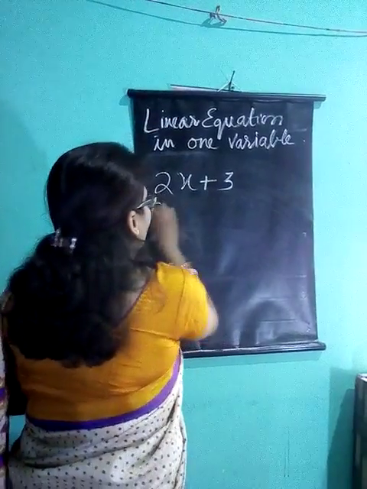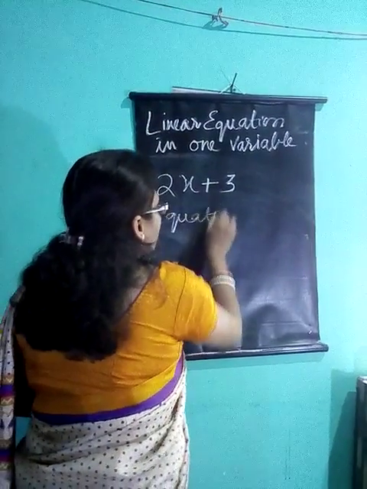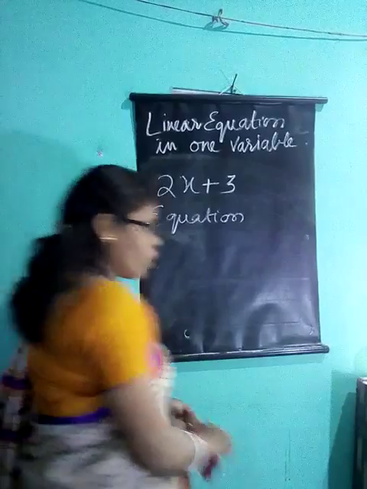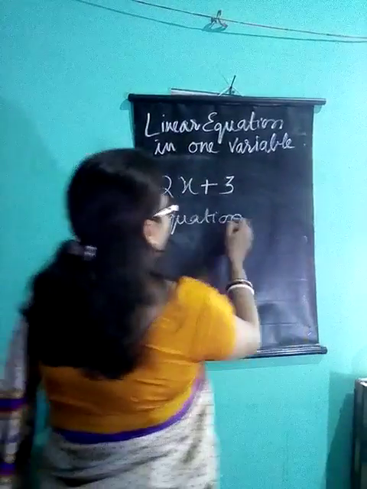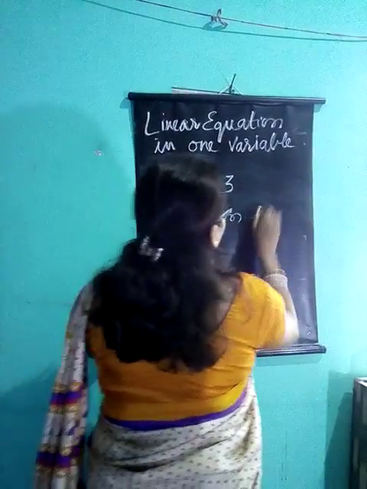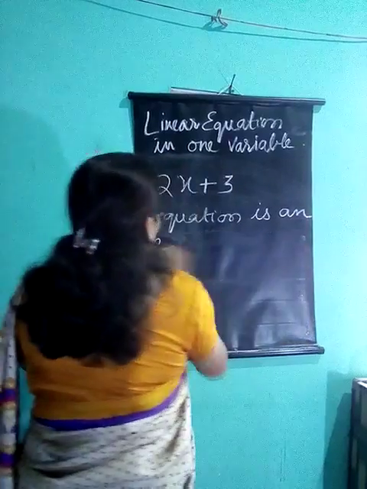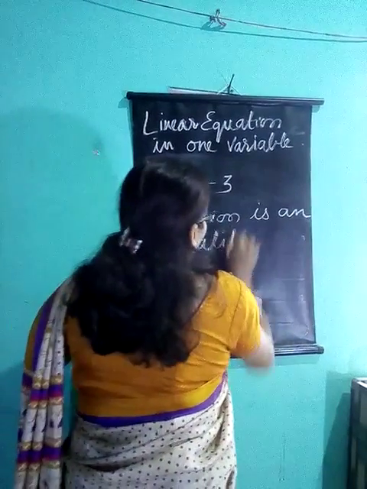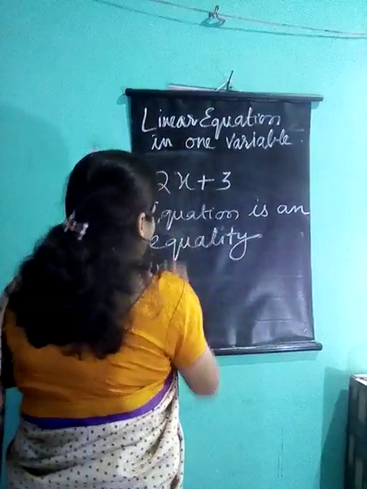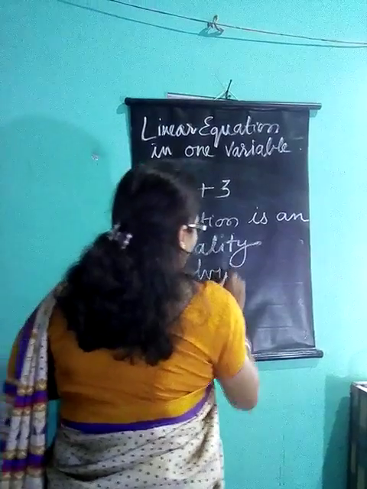Now coming to the equation. What is equation? Equation is an equality involving variables. Algebraic equation is an equality involving variables.